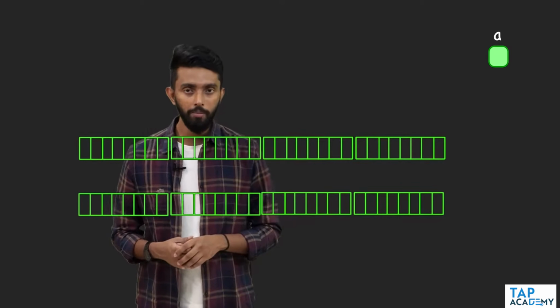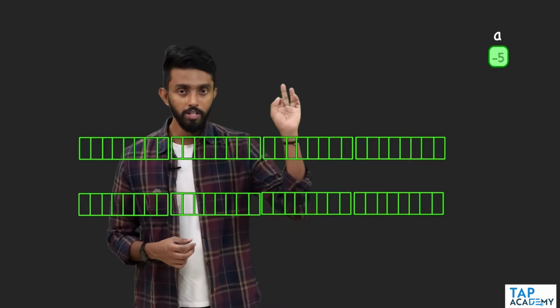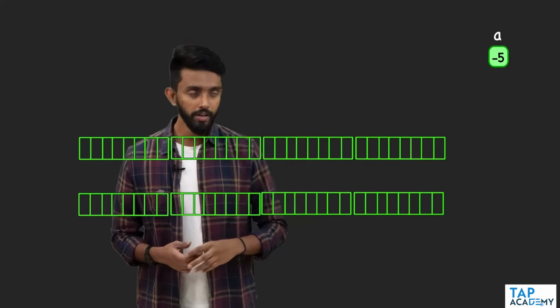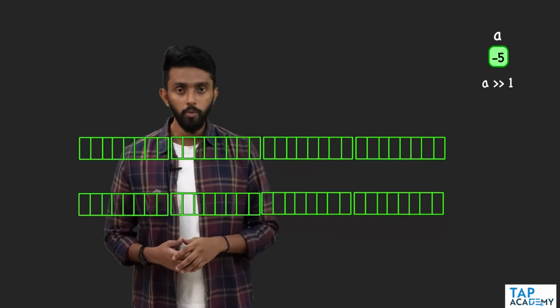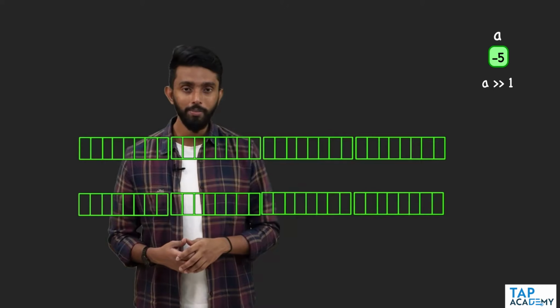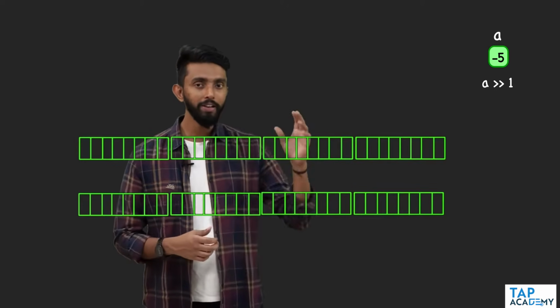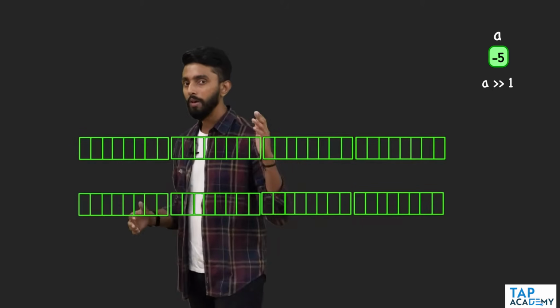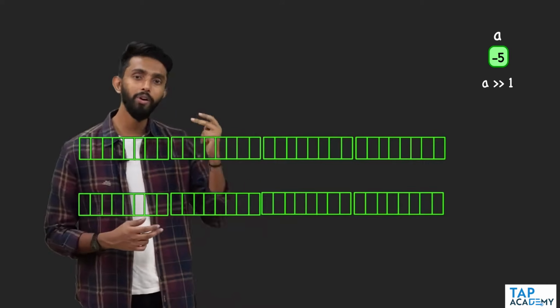Assume I have the same integer variable a, but this time it has -5 as the value inside it. I am going to right shift a by once. Now what is going to happen is the bigger question. Now all of you know negative numbers are stored inside the memory in the form of 2's complement. I have already explained this.